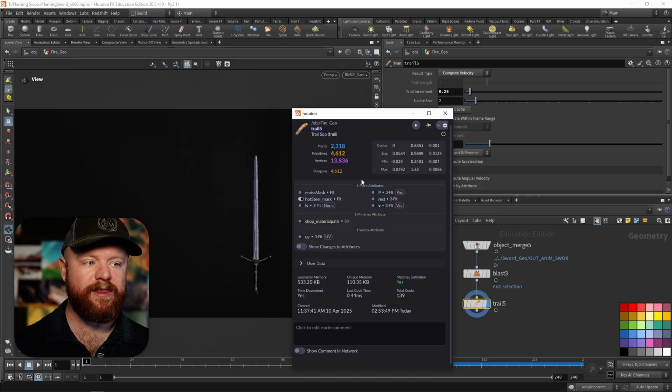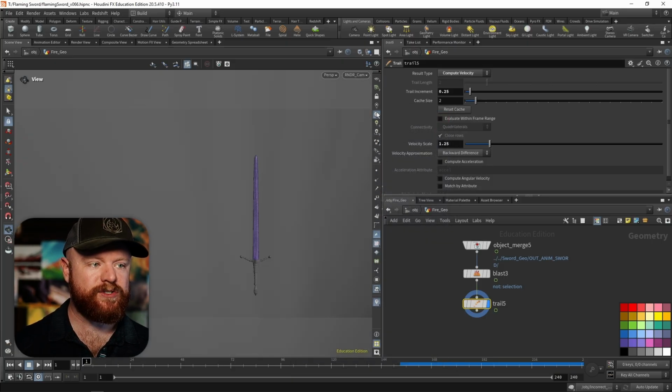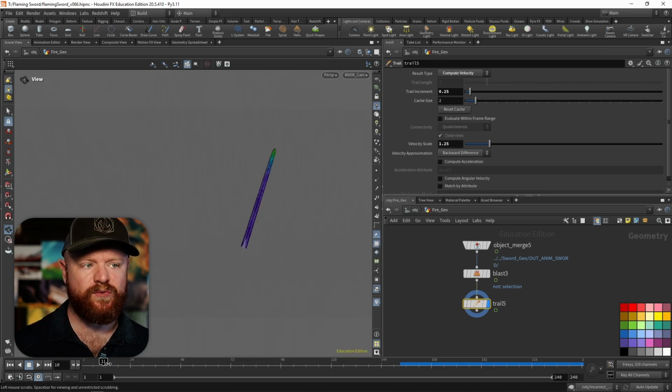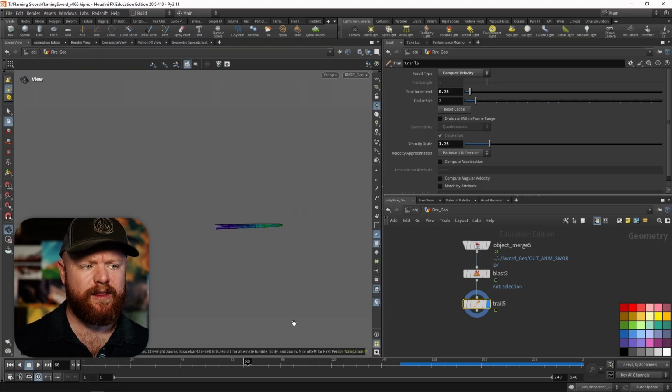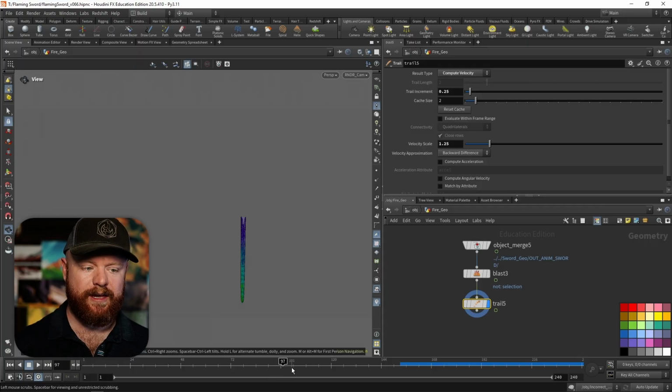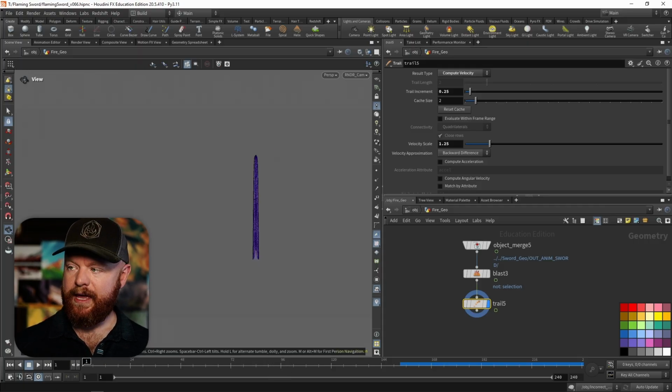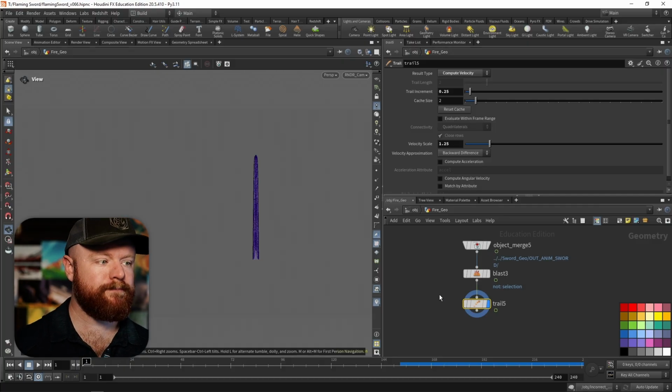I'll go ahead and turn that on, and I'll turn off the textures so that we can see what this does. Essentially, as this goes forward, we can see that these areas turn red along the handle. And this is going to be responsible for spawning the fire. And we want to use that to spawn particles and direct the velocity.